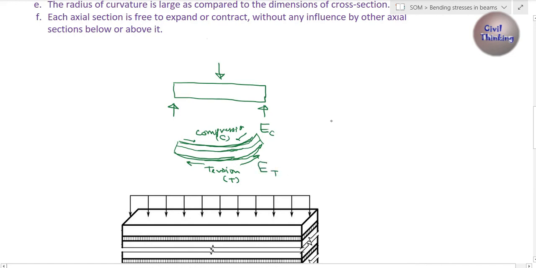Now in order for the theory of pure bending to be valid, Ec must be equal to Et, and let us generally denote it with the general term E. If this condition is satisfied, then only you can apply the theory of pure bending.